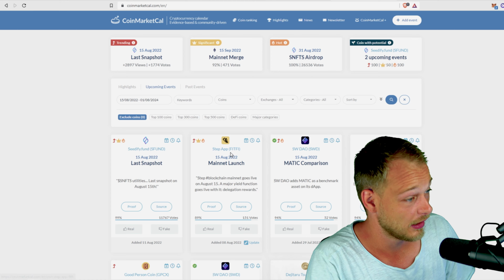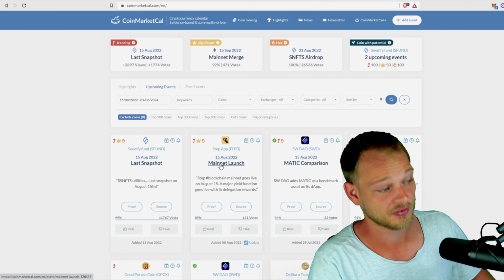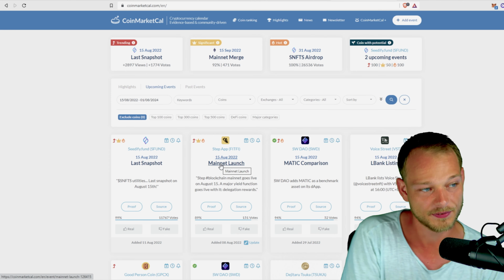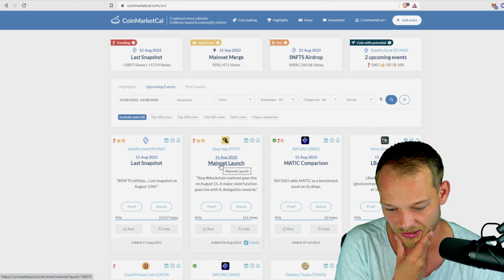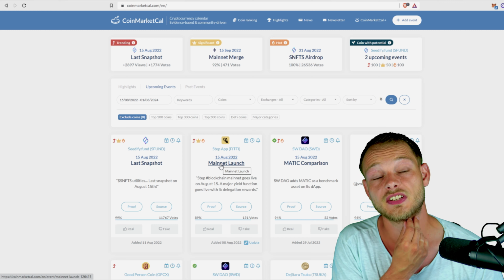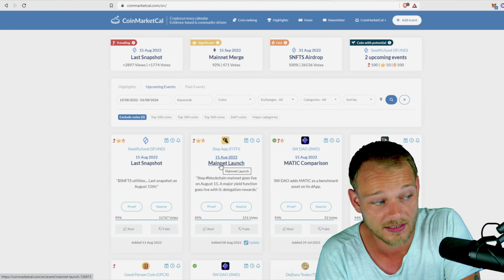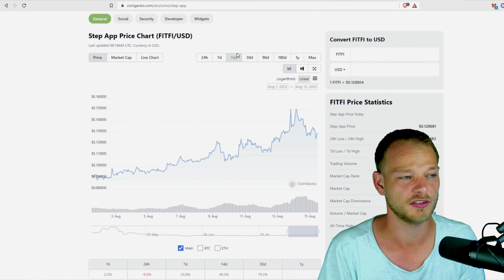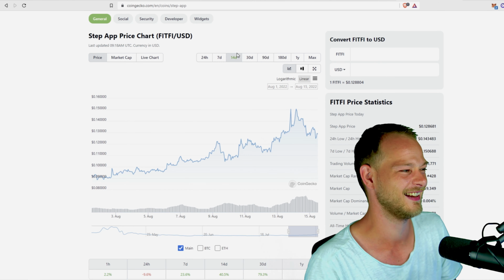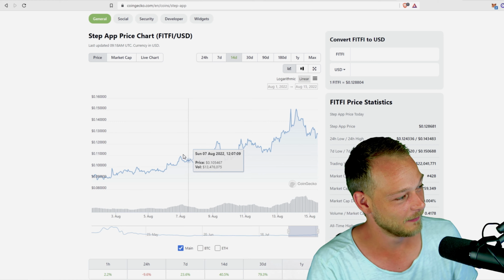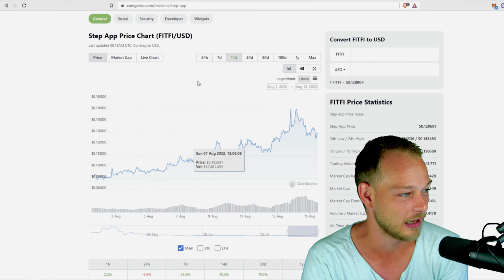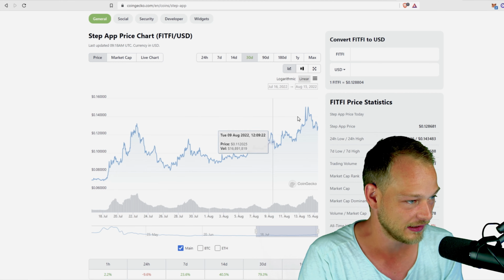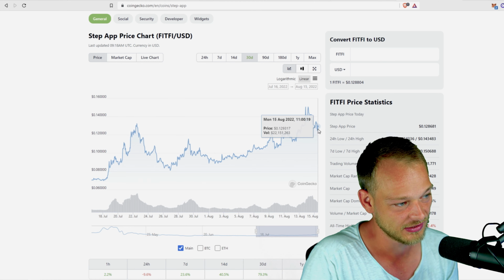Also, Step App, FitFi. Mainnet launch is going to happen today. Okay, cool, mainnet launch. And you know, these kind of things, you have to know that a lot of things are usually priced in, but sometimes it's not. And then it's very good to check that out. So for example, like I said, Step App. Damn. They were already climbing. This is the last month, and they were climbing pretty nicely from 7 cents to 13 cents right now.